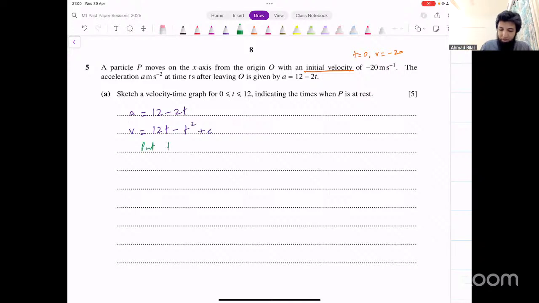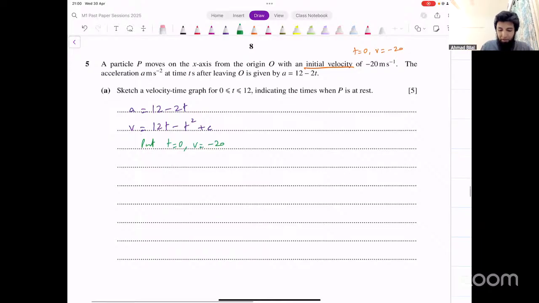Let's input t equal to 0 and v equal to -20. What do we get from that? -20 equals 0 minus 0 plus c. The value for c turns out to be -20. So the velocity function therefore is 12t minus t squared minus 20.